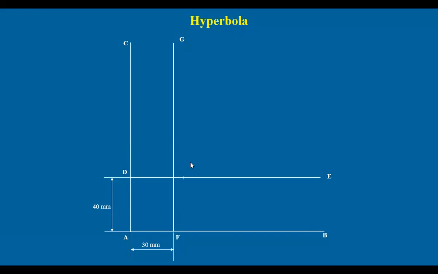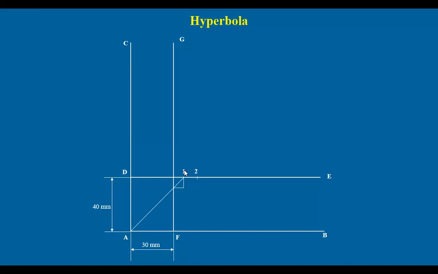Now we do one thing. On DE, we take a point and call it 1. Join A with 1. This intersects the FG line at one point called 1 dash. At this point, you draw a horizontal line, and at 1, you draw a vertical. These two will intersect at some point.